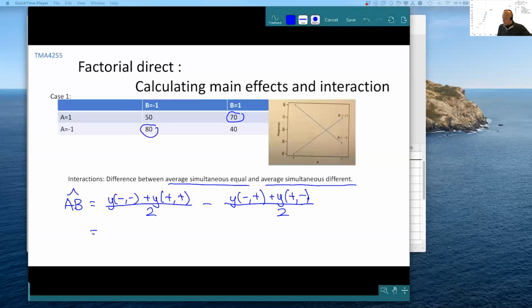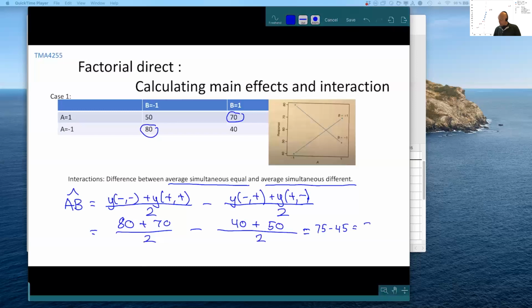Okay, so this means that if we just plug in the numbers, we get here: both are low, that's 80, and then both are high, that was 70, average, and then minus, plus 40, and then plus minus 50. And here we notice that there is a difference. So we get 75 minus 45, and that's 30.